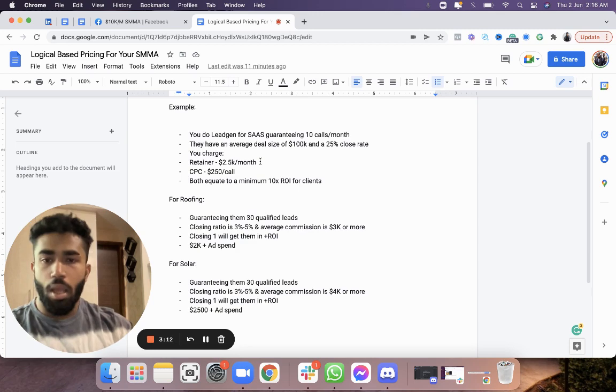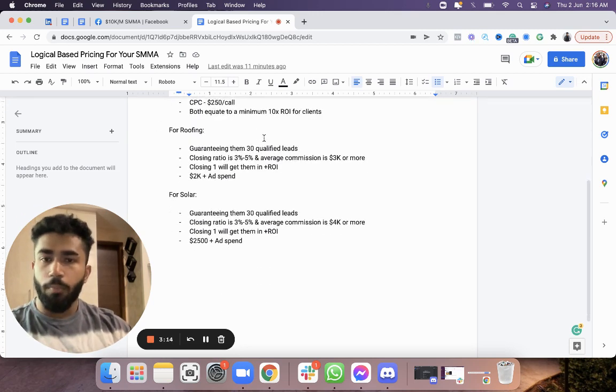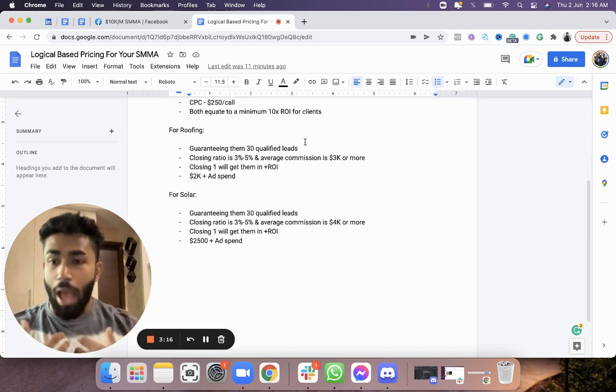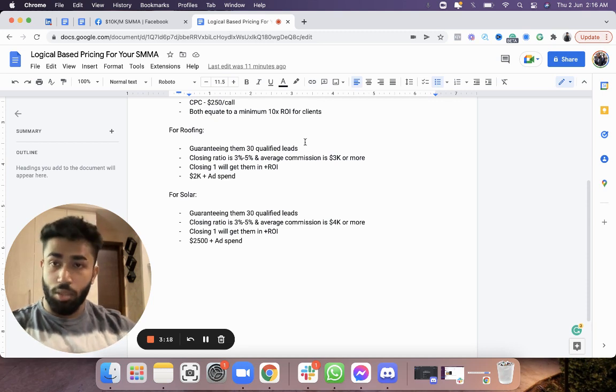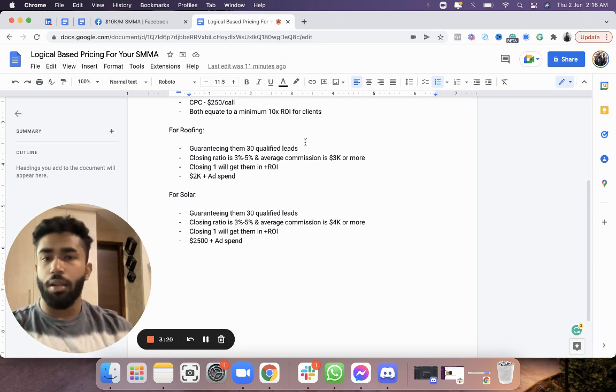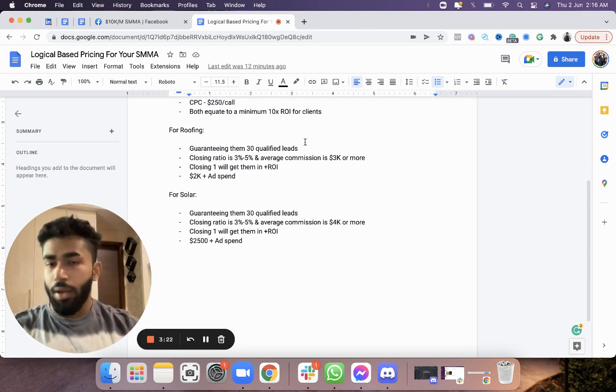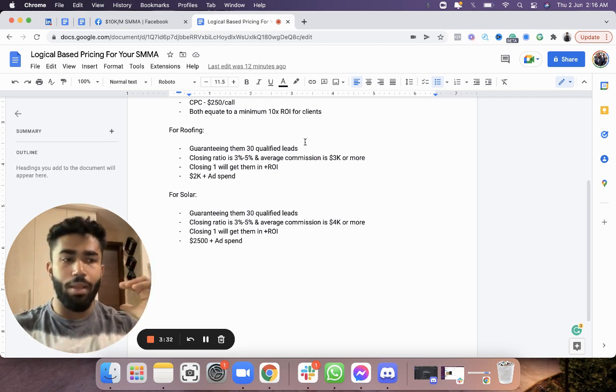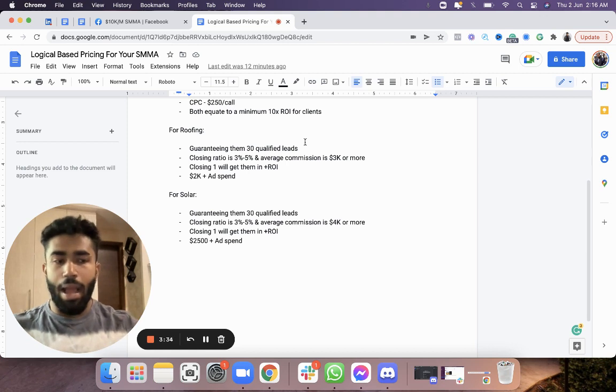If I talk about roofing, then let's suppose, personally as a marketing agency, we still have two roofing clients, and we are guaranteeing them around 30 qualified leads a month. Let's suppose their average closing ratio is 3 to 5%, which is very low, because guys, I have this pessimistic point of view in my mind. If it's anything, I think of the worst case scenario of it.